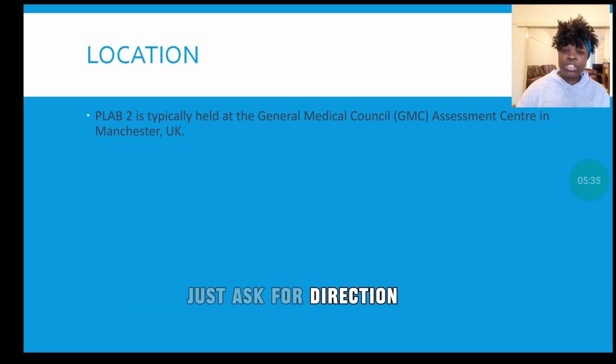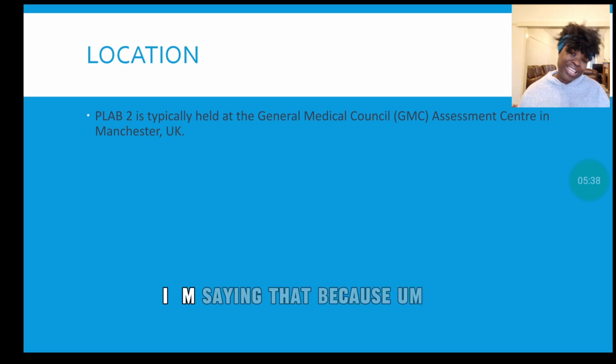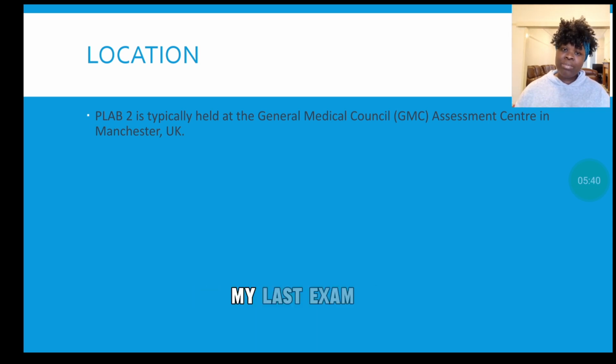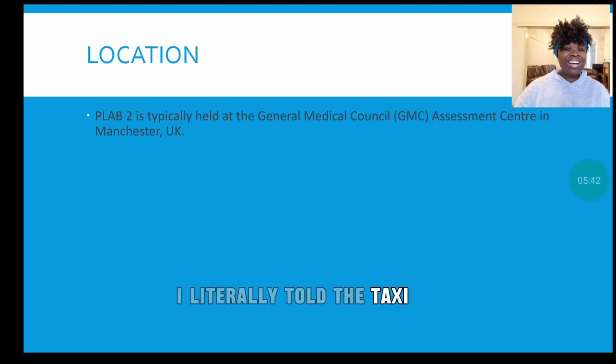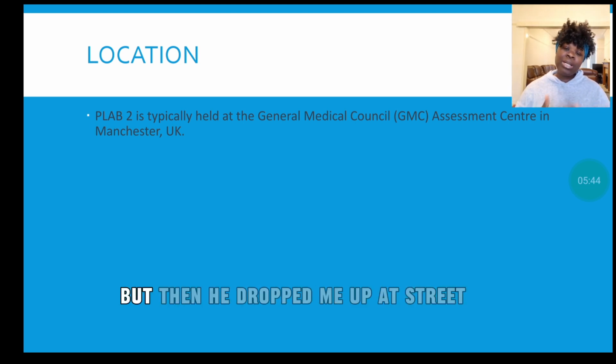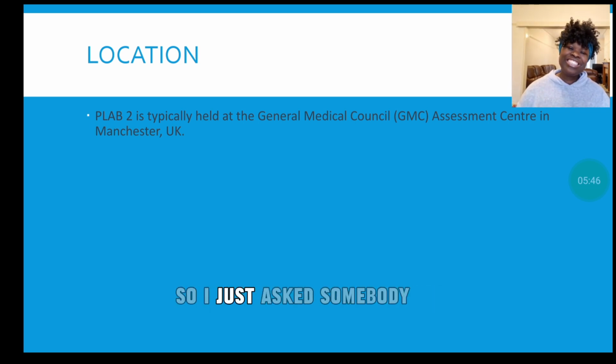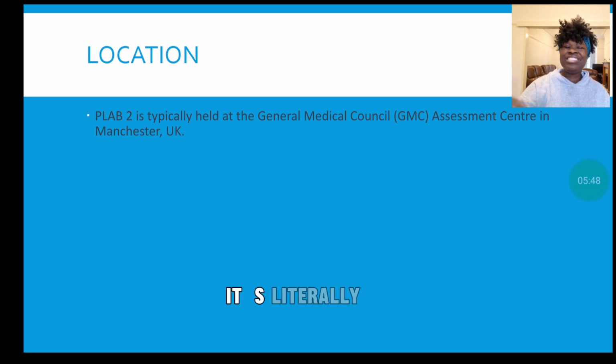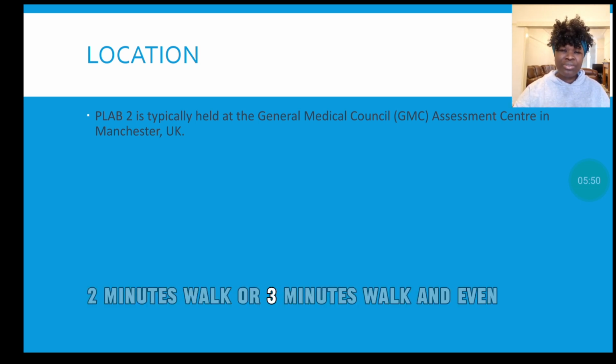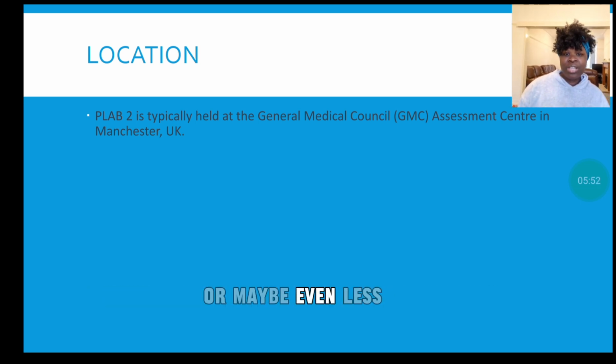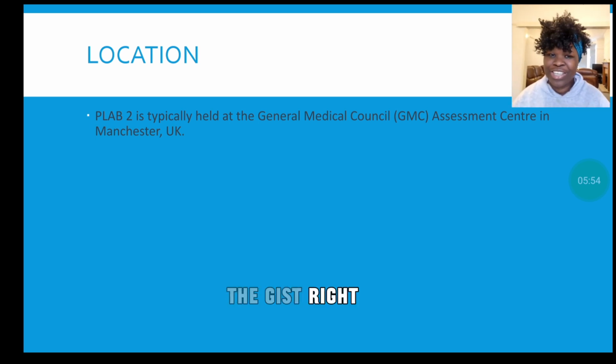Just ask for direction and you will find your way through the square. I'm saying that because at my last exam, I literally told a taxi I'm going to 3 Admon Square, but then he dropped me at the Street. So I just asked somebody and they directed me. It's literally, I think, a 2 minute or 3 minute walk, or maybe even less, but I don't remember now. Anyways, you get the gist, right?